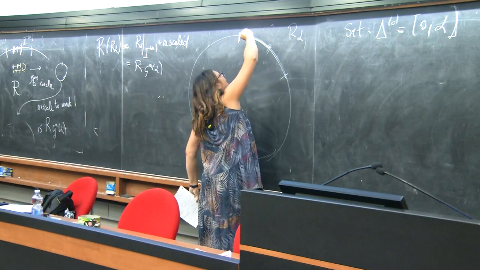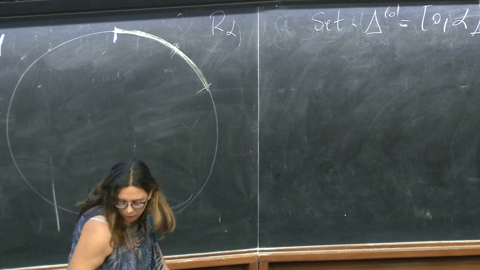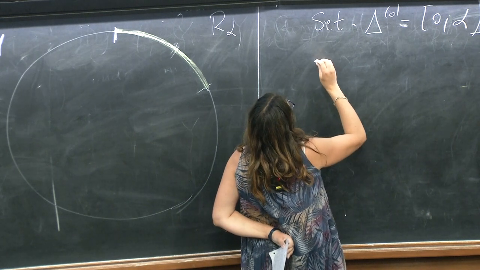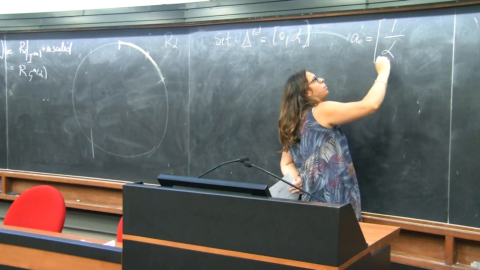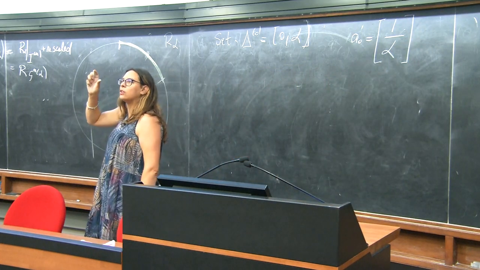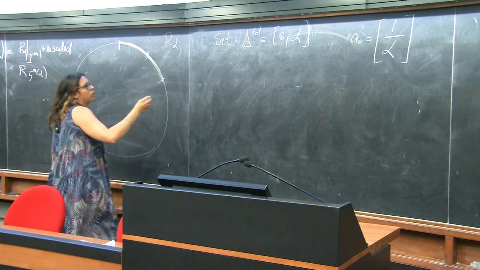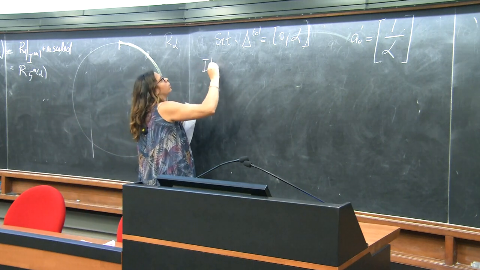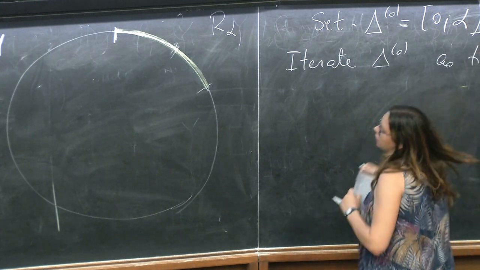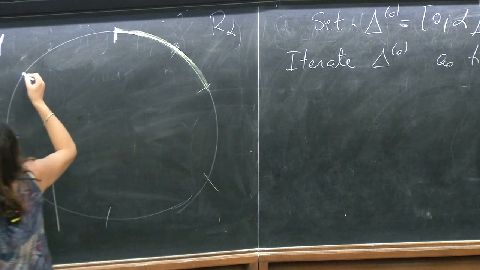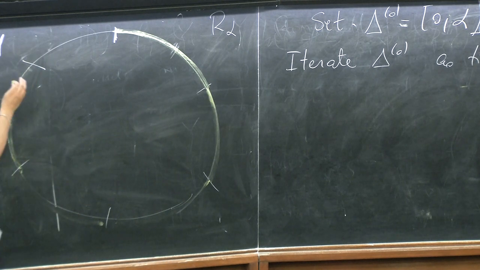So the first thing is, how many iterates can I fit before overpassing 0? Remember that A0, by definition, is what I get if I divide 1 by alpha and take the integer part. So A0 is how many times I can fit an interval of size alpha in a unit circle. I want to iterate delta 0 A0 times. This is what I did in my picture: 1, 2, 3, 4. This number of times, A0, is exactly how many times I can fit a full interval.